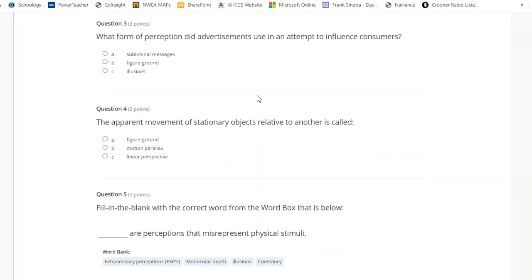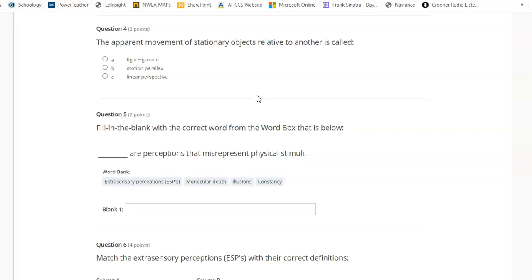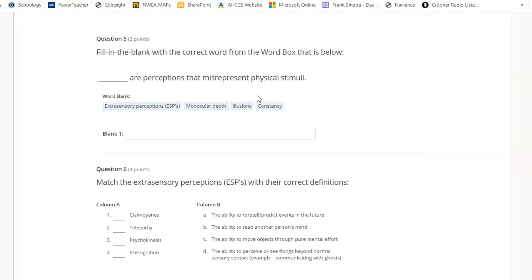What form of perception did advertisements use in an attempt to influence consumers? A. Subliminal messages. B. Figure ground. C. Illusions. The apparent movement of stationary objects relative to another is called A. Figure ground. B. Motion parallax. C. Linear perspective.